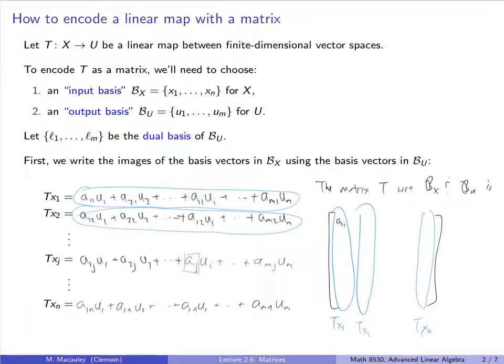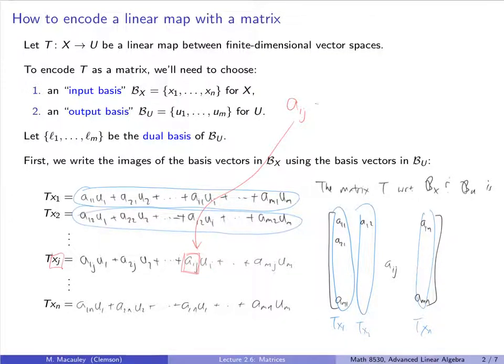So let me write a couple of these. This is going to be a11, this is going to be a21, this is going to be a12, this is going to be a1n, this is going to be amn, and then this is going to be am1, and then somewhere here is going to be aij. And as I promised, I'm going to give you a formula for this aij, and think about how we got this. What this actually is, it's what you get when you take the jth input basis vector, you apply T to it, and then you pick off the coefficient of the ith output basis vector.